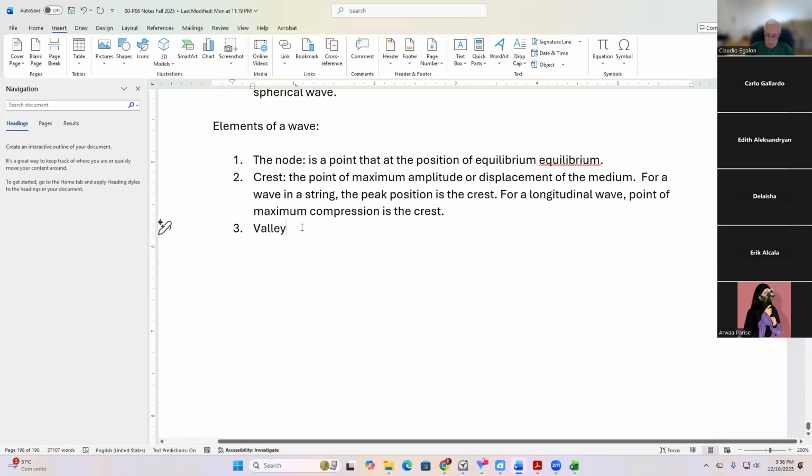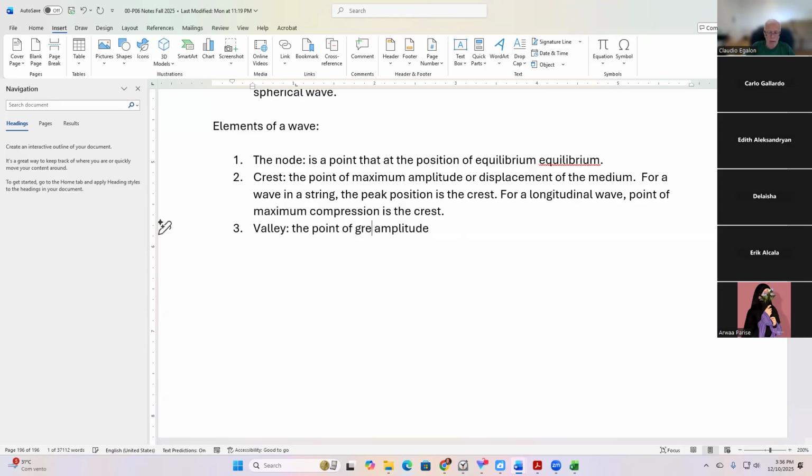Valley. The point... how do you say that? Here you go. Of minimum amplitude. Yeah, let's say minimum amplitude. Okay. The point of greatest negative displacement.